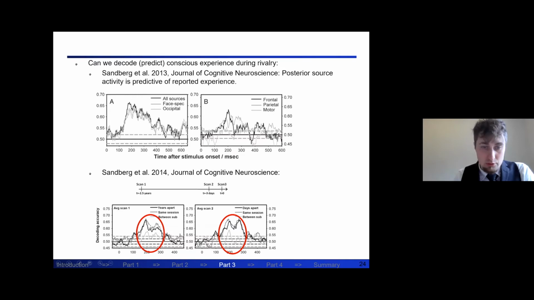But interestingly, when you try to generalize across years, you actually get the same small drop. So essentially, you are as accurate decoding experience across a couple of days as you are across a couple of years. So this shows us that this awareness-related signal is quite stable.